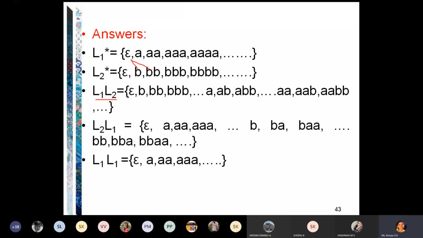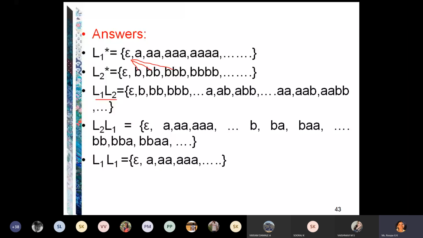Lines are visible, students. I am drawing some lines now. First component, epsilon, is concatenated with epsilon, B, BB. So the answer is epsilon only, for L1 L2. Epsilon with the B: now we are going to use that point, students. Epsilon concatenated with B means it is B only. So B, I will write. Next, epsilon with the BB. So 2Bs, 3Bs, etc.